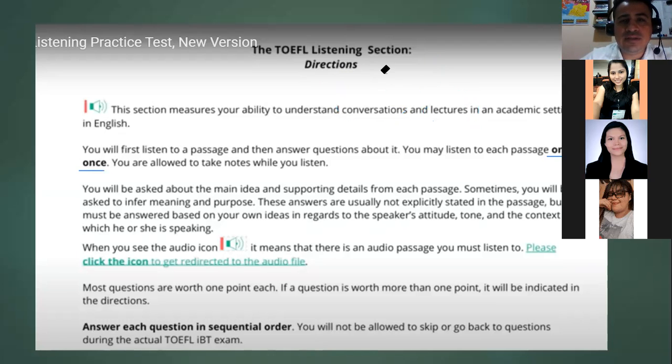You can only listen to the passage one time. Okay. In some questions, you're going to make an inference, right? Inference. You can also have purpose questions. Also, you can have questions about the speaker's attitude, the tone, or the context. Okay. All right. Very good.